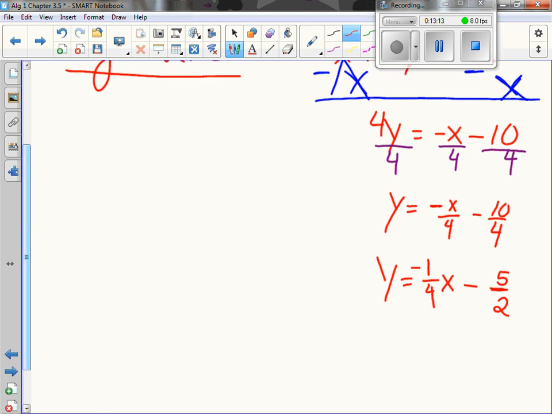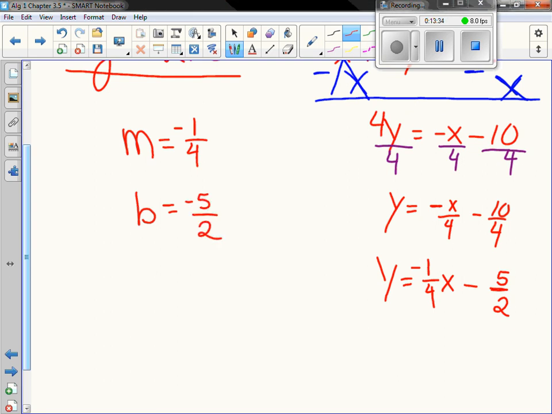So looking at this here, what would our slope be? Our slope is always the number in front of x, or the number being multiplied by x. So in this case, it would be... and the y-intercept would be... So the point would be 0, negative 5/2.